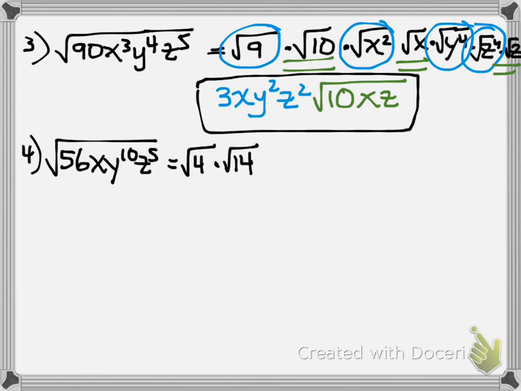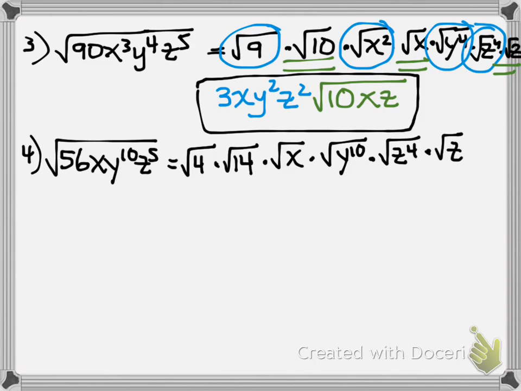Can I find... 9 doesn't go in. The digits add up to 11, so 3 can't go in, so 9 can't go in. So can I break 14 into a perfect square times a non-perfect square? And the answer is no, 2 and 7 are not perfect squares. So I actually can't do anything more with the square root of 14. So that's the best I could do. Square root of x is odd, so he just stays that. We do have an even on the y to the 10th, so he stays as y to the 10th. And how do I split the z to the 5th? Z to the 4th and a z.